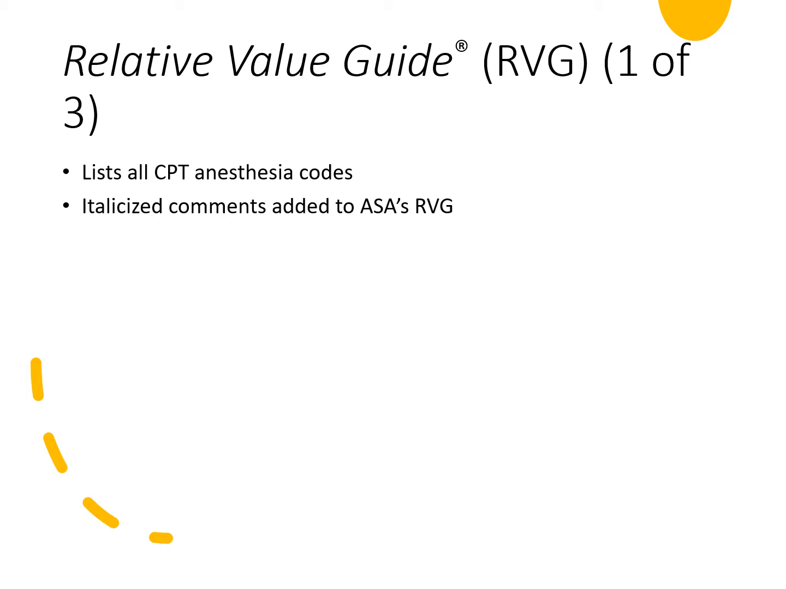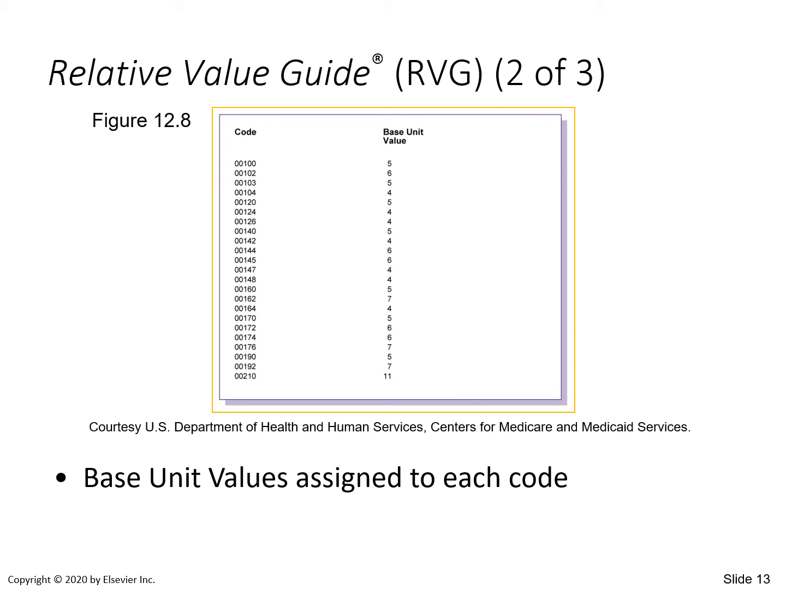There are italicized comments that are added to the American Society of Anesthesiologists RVG. You don't have that book, but this is, for example, what this looks like. The book looks like the relative value guide for a unit. So in other words, for the code, these are anesthesia codes here. For 00100, the base unit value is 5. For 00210, the base unit is 11.